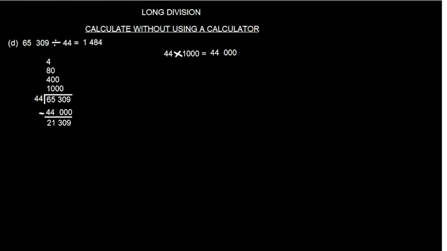Then I'm going to multiply again. Then answer is equal to 17,600. Then I'm going to let 17,600 be negative. Then I'm going to subtract. Answer is equal to 3,709.